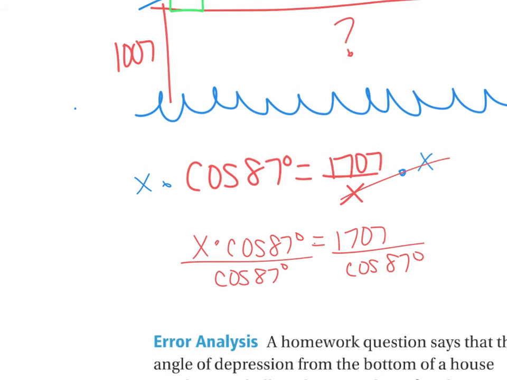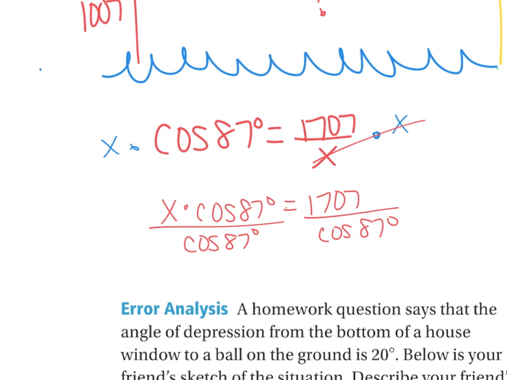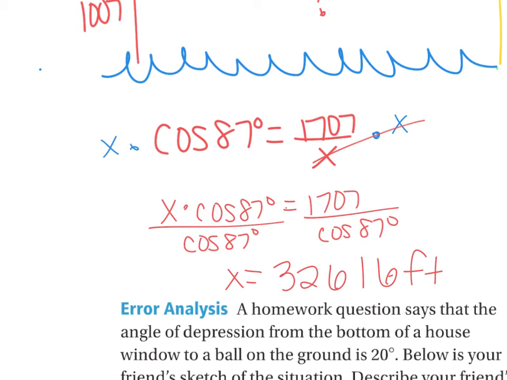I'm going to stick that on my calculator. 1707 divided by cosine of 87. Oops, I'm having problems typing it in. All right, so x equals 32,600, and we'll do a whole number, 616 feet from the airport. Cool. Let's go on to the next problem.